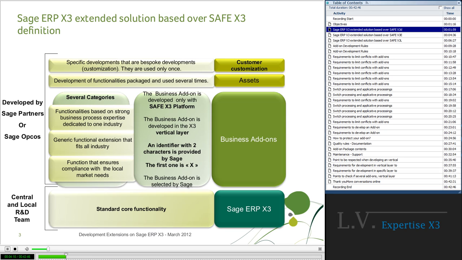Then there are the assets, that all partners know well. These functions are packaged and can be used several times. Of course, to finish, there are the specific developments. These are the bespoke ones. They are called customer customizations, and generally they are used only once.